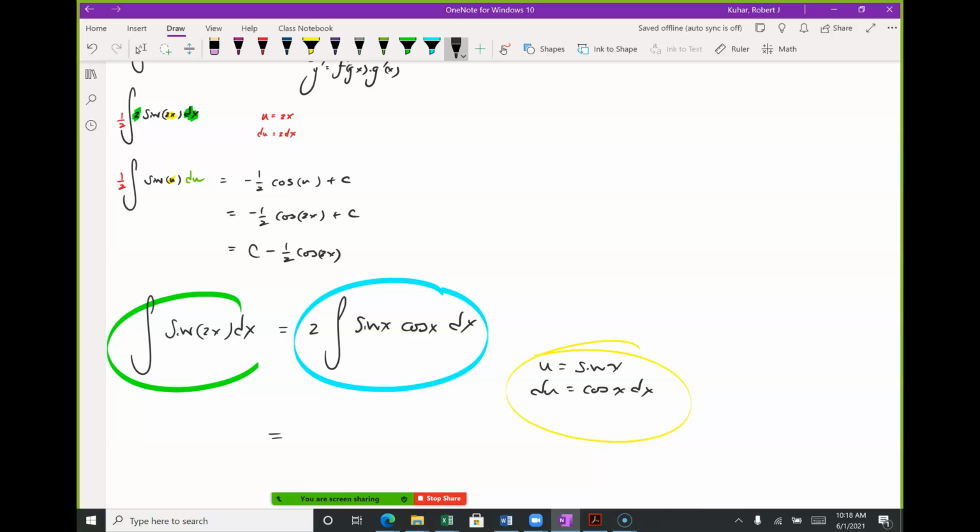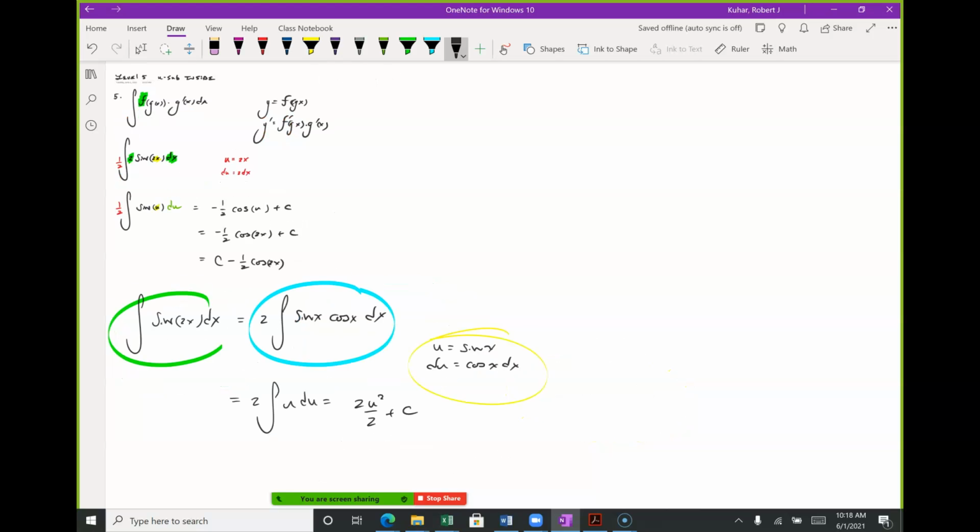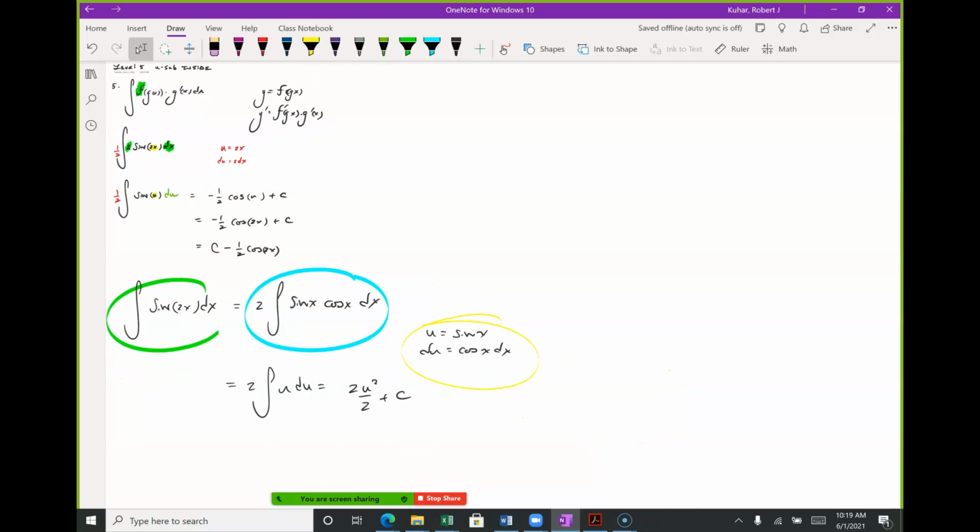So this one becomes 2 times the integral of u du, which is 2u squared over 2 plus c. Make sure that's okay. I'm going fast there, I know it. The sine is u, cos dx is du, so I have a power rule again, right? So that's just u squared plus c. So that is what? Sine squared of 2x plus c.